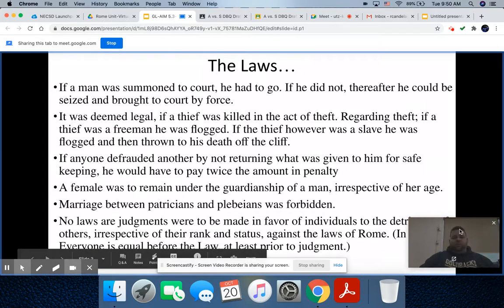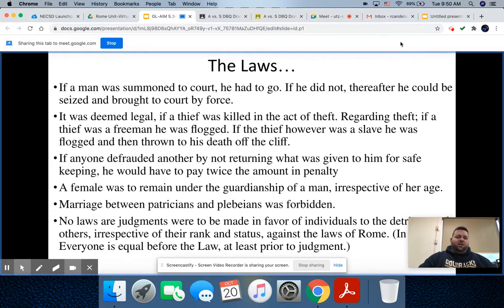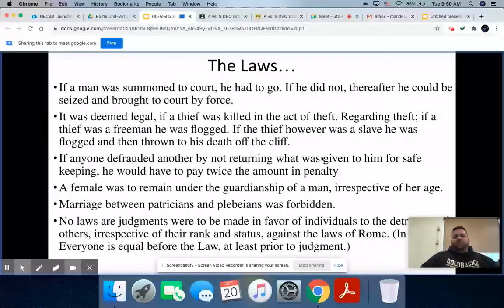So just to show you what some of them look like: if a man is summoned to court, he had to go. If he did not, he could be seized and brought to court by force. This is like the power of subpoena. We have this in American law. If you are subpoenaed, you have to appear. It was deemed legal if a thief was killed in the act of theft. So if someone's stealing from your house and you shoot them, you're protecting your own property. That's a law in America. If anyone defrauded another by not returning what was given to him for safekeeping, he would have to pay twice the amount in penalty. Like borrowing something and never giving it back.